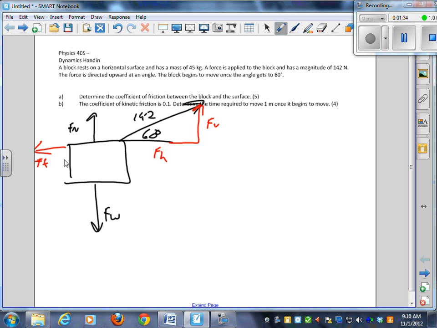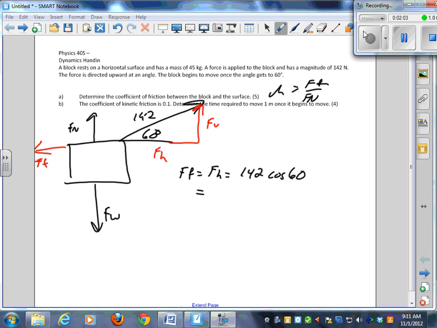Now getting that horizontal force is relatively simple. The question actually is, what's the coefficient of friction? And that's going to be mu equals FF over Fn. So I have to get my FF and I have to get my Fn. And FF is going to be equal to my FH. So FF is equal to FH, which is going to be 142 cos 60. So that is 71. 71 newtons is my friction force.